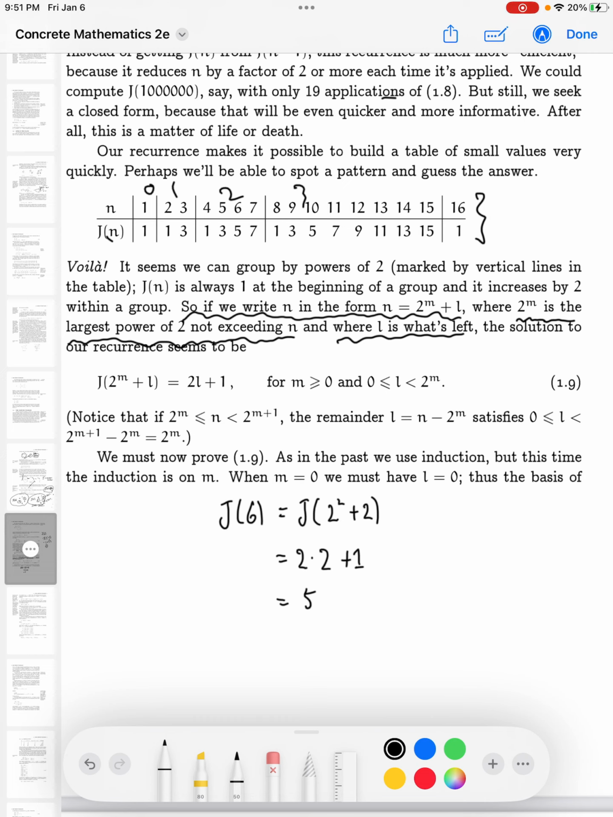Thus, moving on to the next page, the basis of 1.9 reduces to J(1) equals 1. Let me rewrite the formula here just so we can clearly see the formula we're trying to prove.